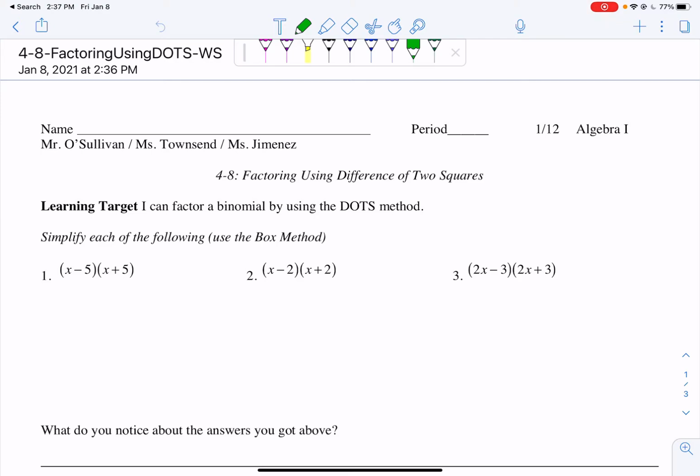So today's learning target is I can factor binomials by using the DOTS method. We're going to learn that DOTS is called the difference of two squares, just a nice little acronym we can use, an abbreviation. And we're going to learn how to use the DOTS method perfectly.